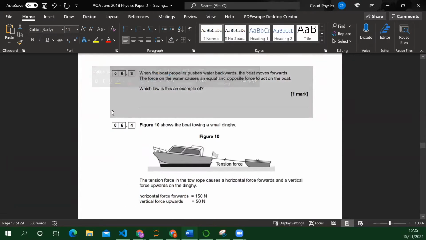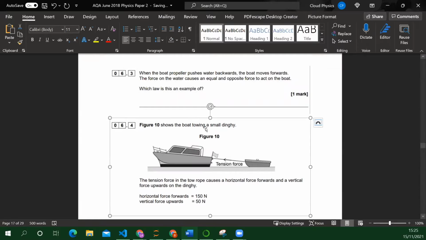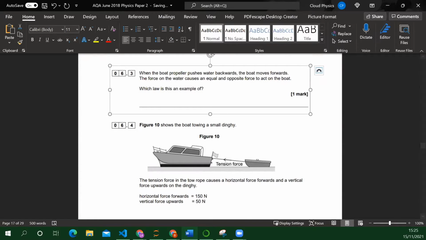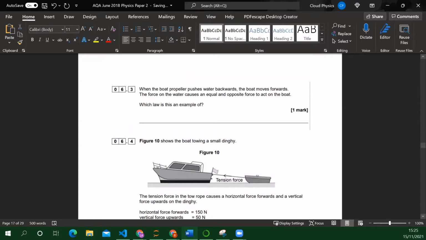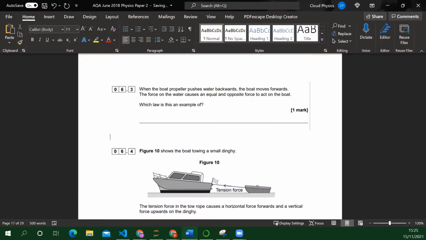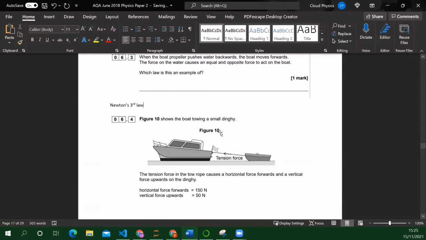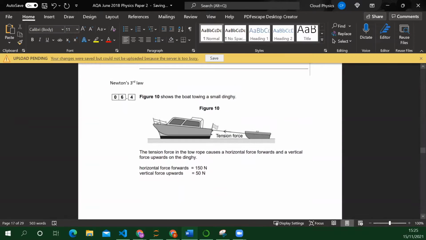Okay, so when the boat propeller pushes water backwards, the boat moves forwards. The water on the boat causes an equal and opposite force to act on the boat. Which law is an example of this? It's Newton's third law: equal and opposite reactions. If you remember, the first law is that an object doesn't move unless there's a resultant force. F equals ma is that acceleration is proportional to force applied. And Newton's third law is equal and opposite reactions. Bit of a summary.